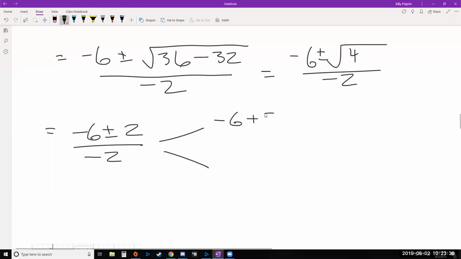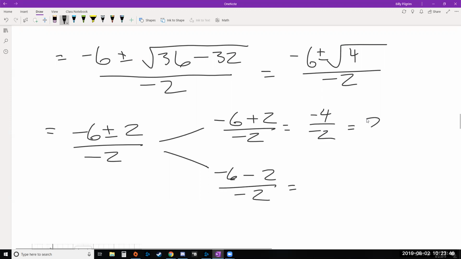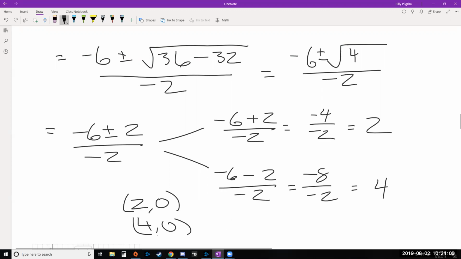We have negative 6 plus 2 over negative 2. We have negative 6 minus 2 over negative 2. Here we get negative 4 over negative 2, which simplifies to positive 2. Here we get negative 8 over negative 2, which simplifies to positive 4. Now let's think about what 2 points we found. Remember, these are 2 separate points. We found the point 2, 0, right? 2 for x, 0 for y, and we found the point 4, 0. 4 for x, 0 for y.